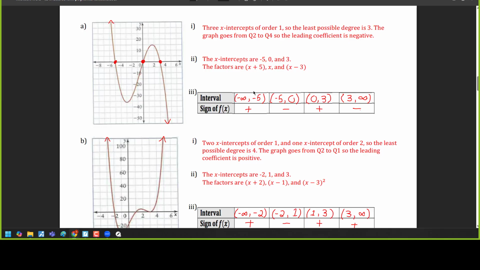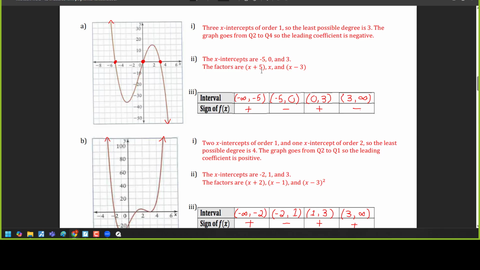We have our intervals. Remember, 4 intervals because there's 3 zeros, so we cut it into 4 segments. The first segment being negative infinity to -5, -5 to 0, 0 to 3, and 3 to infinity. In this case, 0 is one of the key points because 0 is an x-intercept. And you just take a test value, let's say -6.